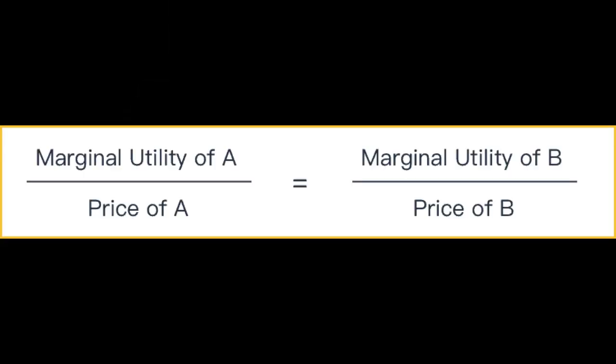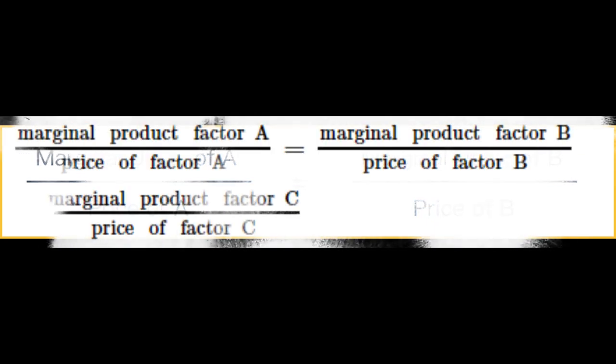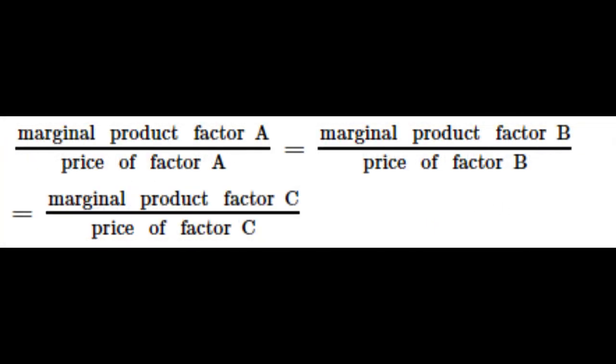Therefore, like we use the equimarginal principle to determine what quantities of multiple goods a consumer would consume, firms can also decide the quantities of various factors of production they should employ using a formula, which is marginal product of factor A upon the price is equal to the marginal product of the other factors divided by their price.